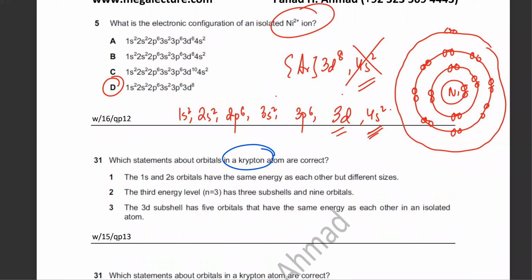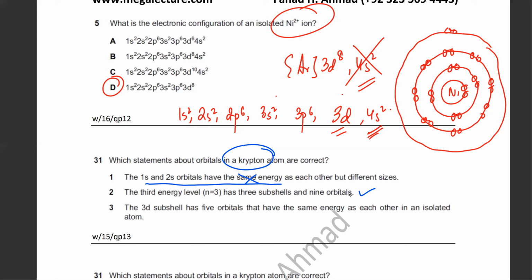Now this one, the 1s and 2s orbitals don't have the same energy level. The shell number is different. Shell number represents the energy level or the principal quantum number. So they're not going to have the same energy level, so option number 1 is incorrect. The third energy level has 3 subshells and 9 orbitals.